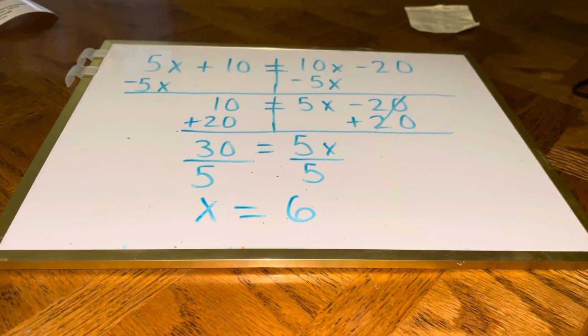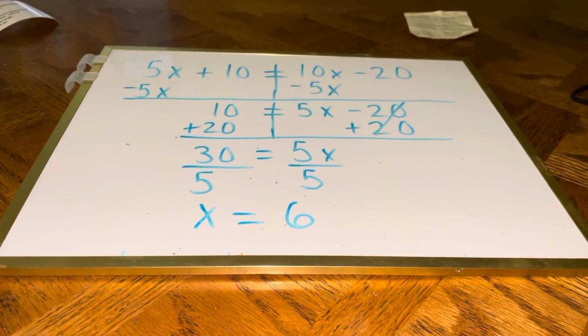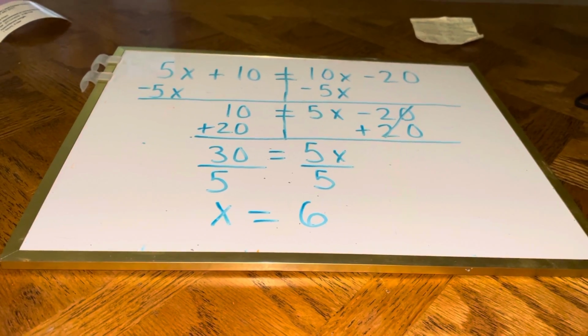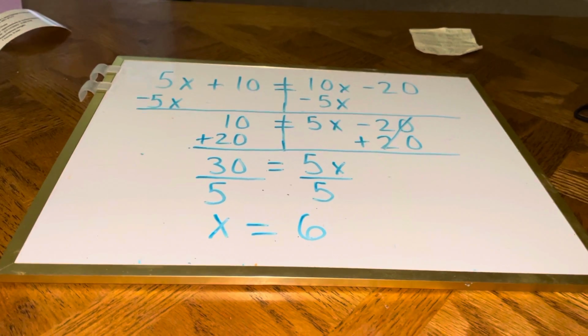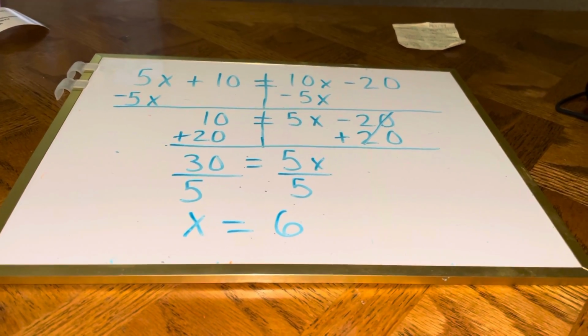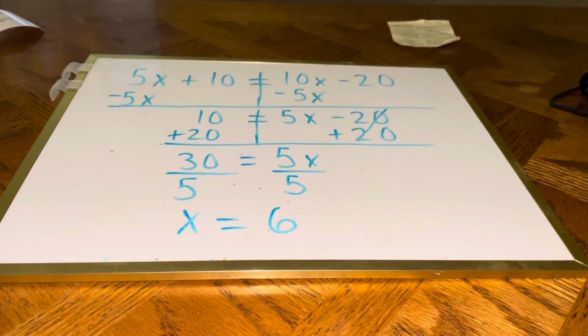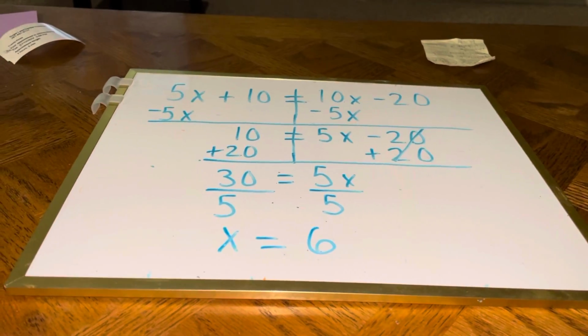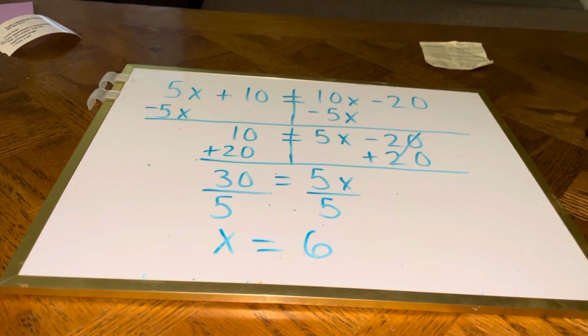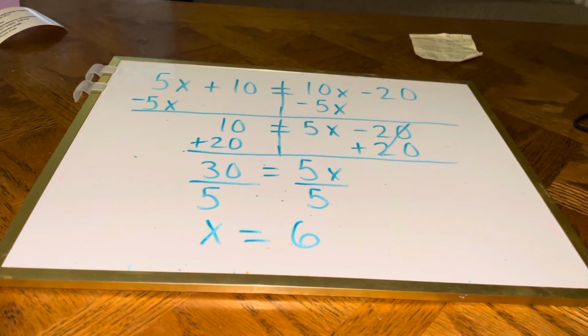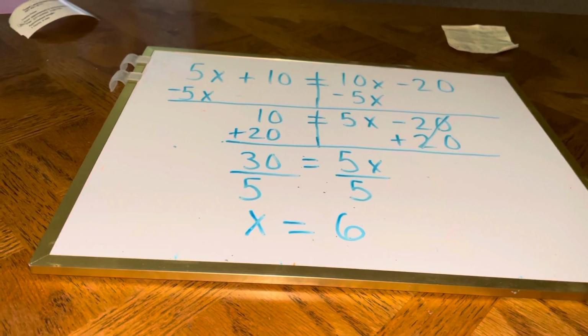Now you're probably wondering, why did I add 20 to both sides? Because I wanted to get my variable by itself. To cancel out a negative, I have to add, because the opposite of a negative is a positive. So I have to add 20 to both sides. What happens when I do that? Negative 20 plus 20 is 0, and 10 plus 20 is 30.